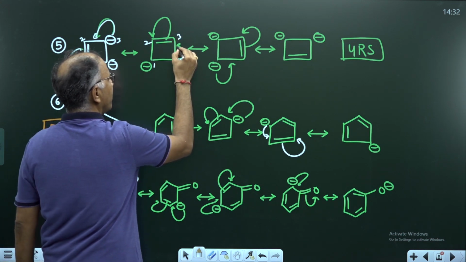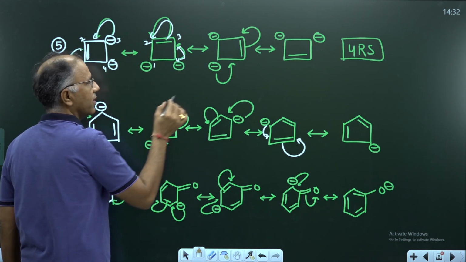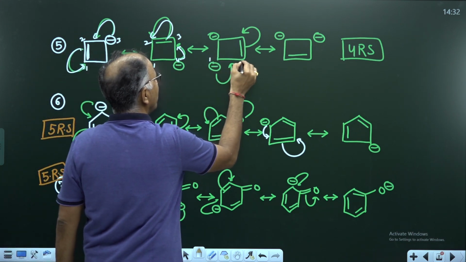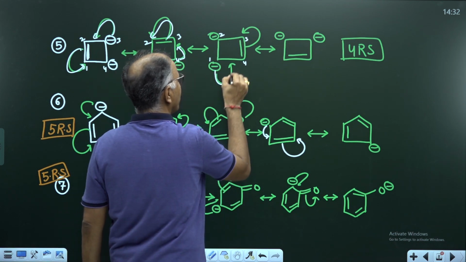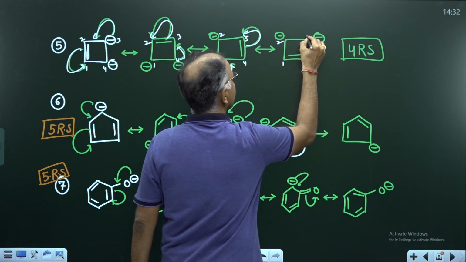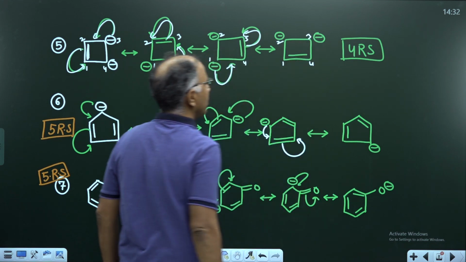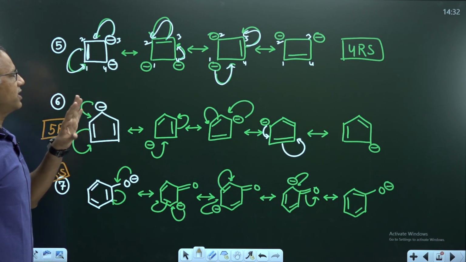Again this lone pair converts into pi bond converts into lone pair because double bond conjugation with lone pair. This means the pi bond will move toward 3, 4. Again lone pair convert into pi bond convert into lone pair. This means this pi bond will move toward 1, 4. How many RS will form? 4 RS. All 4 RS have equal stability.